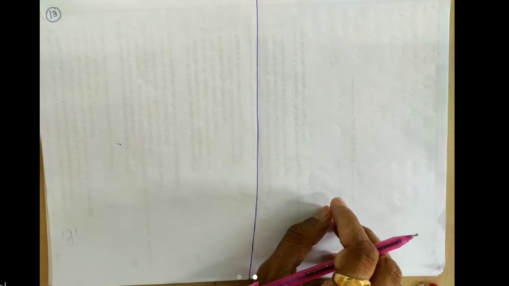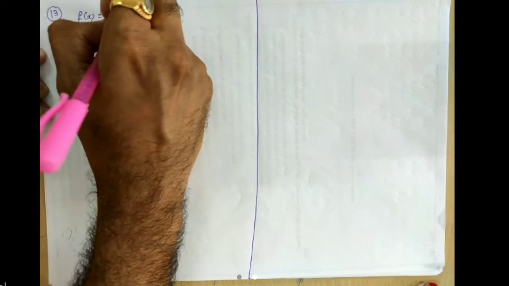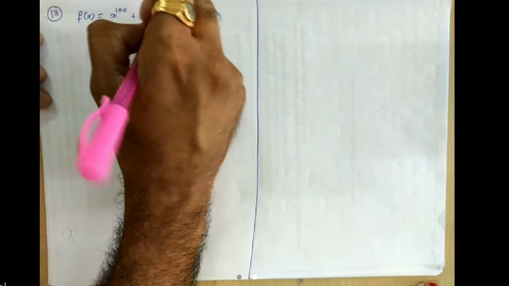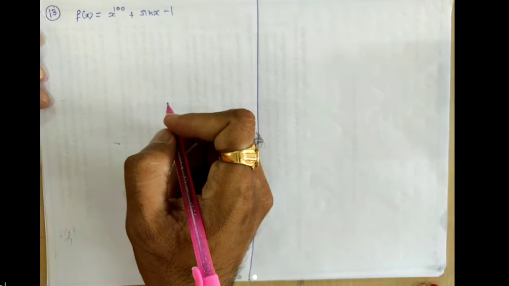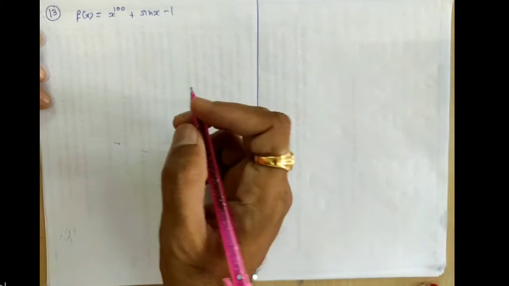Hello students. Today we'll start with question number 13, in which we are given a function f of x equal to x raised to 100 plus sin x minus 1. On which of the following intervals is the given function strictly decreasing?